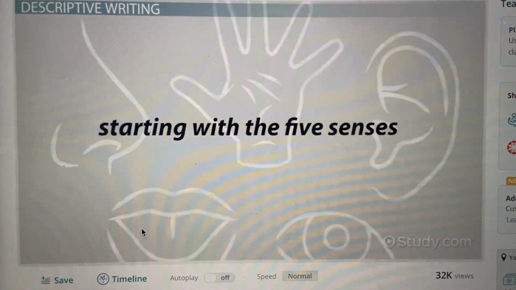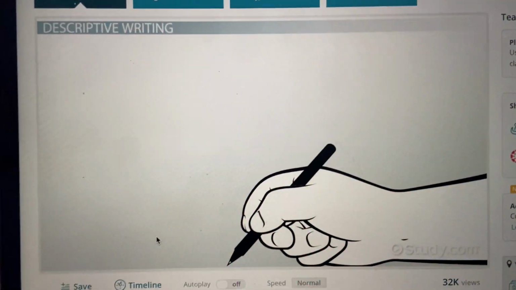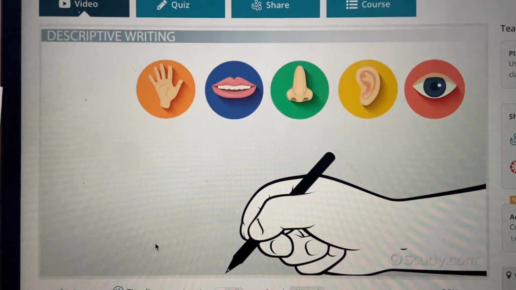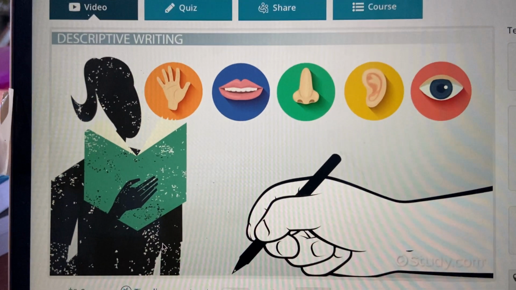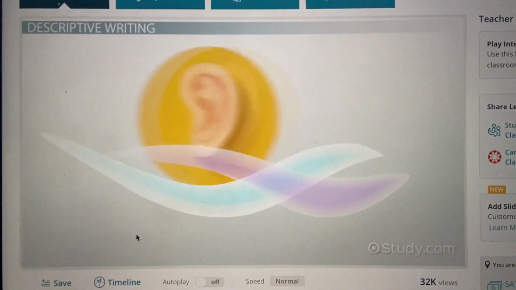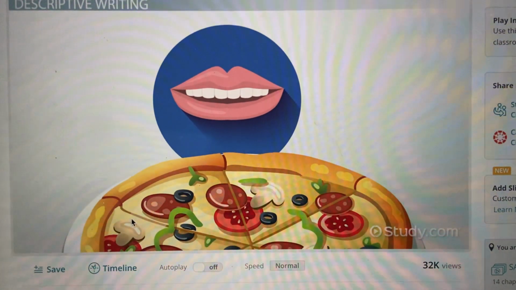Starting with the 5 senses is a great way to focus on how you want to describe something. A good author of descriptive writing will touch on these senses so well that the reader can actually picture themselves being where the author is. The smell of the air, the sound of the wind, and the taste of the food being eaten are good examples of this in practice.